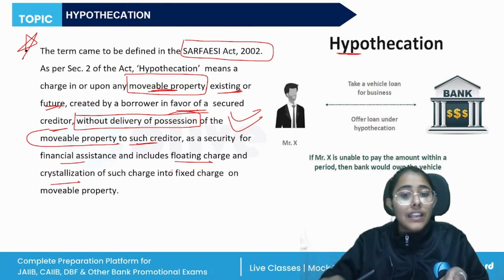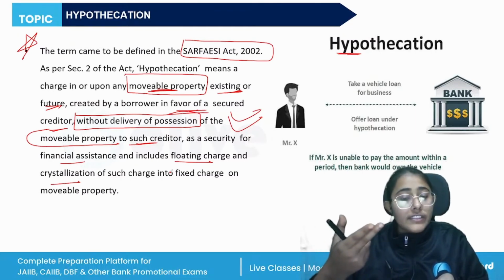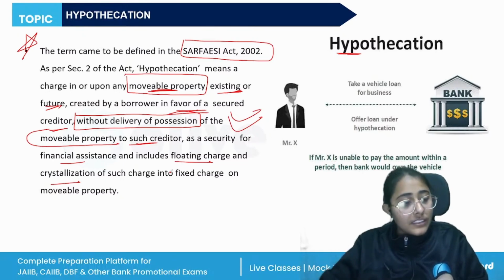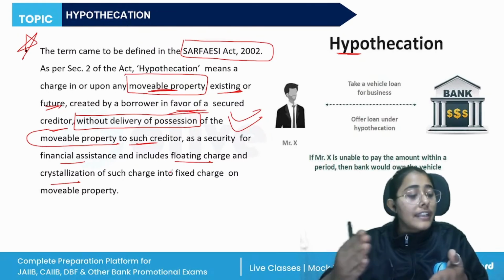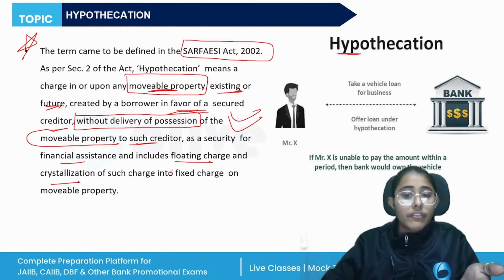That is why this hypothecation facility is limited only to the respectable customers, because it is only an equitable charge without any possession. So if a question is asked in which type of charge the facility is limited to the respectable customers, we know it is hypothecation. Why? Because it involves only an equitable charge being created without any transfer of possession.